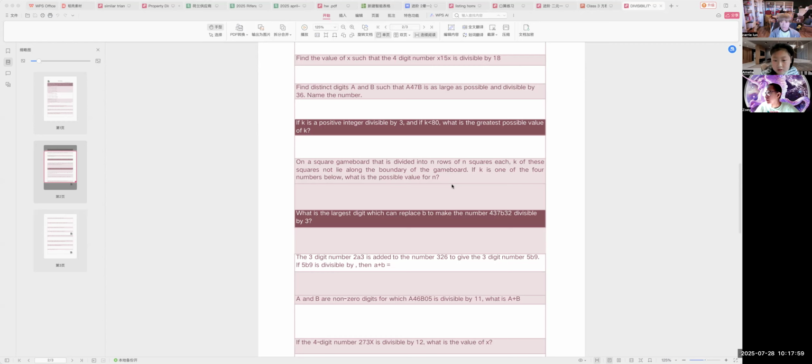Okay, I think this one is pretty easy as well. Zoe and Amelia, correct? So remember what I taught you earlier. 437B32, right? If this number is divisible by 3, we can first delete the part that is divisible by 3: 7 plus 2 is divisible by 3. So 4 plus what is divisible by 3? As big as possible? 8. So B equals 8. Get it?